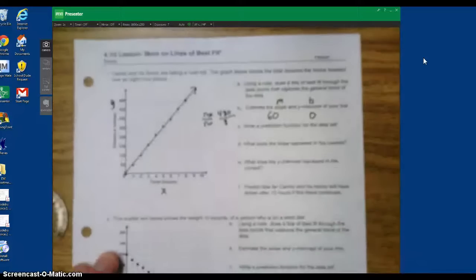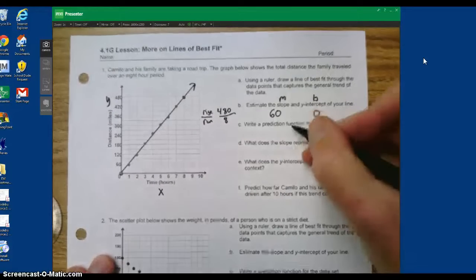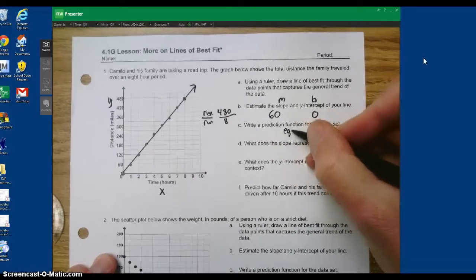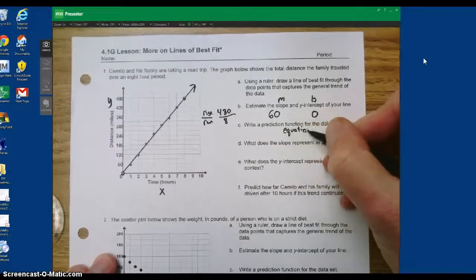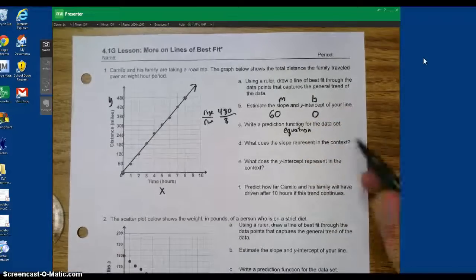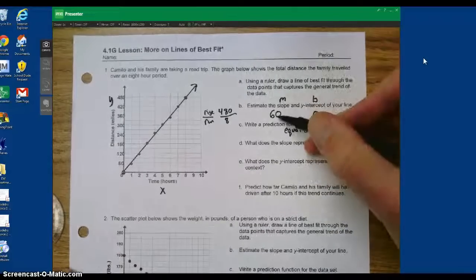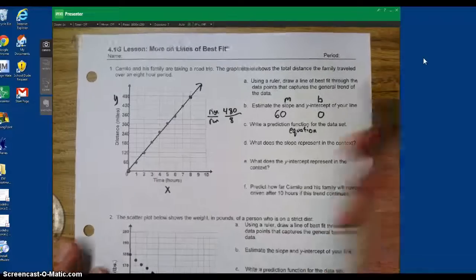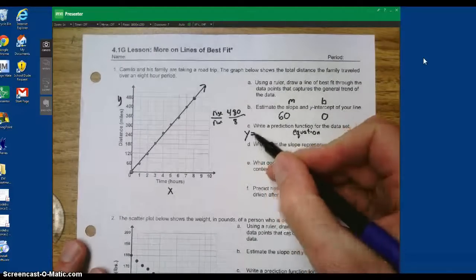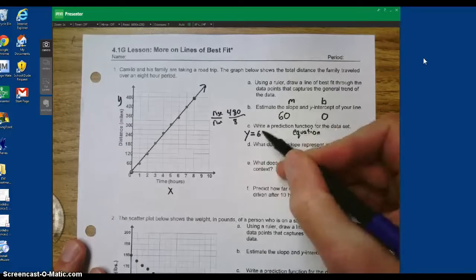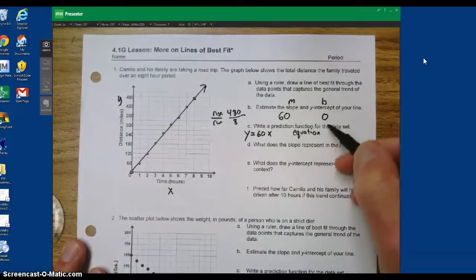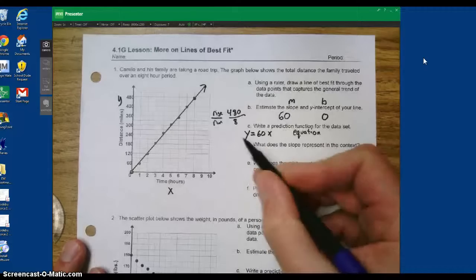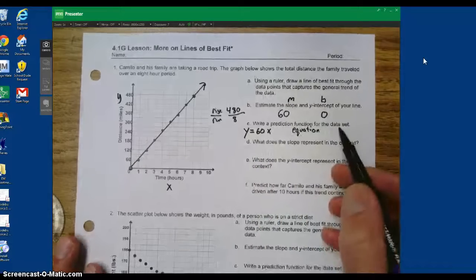Okay. Write a prediction function. Now, guys, this word function, another word for this, and I want you to write this, is equation. So anytime you see the word function, think equation for the data set. Well, if I know m is 60 and I know b is 0, your equation is going to be very simply y equals mx plus b, which is 0, so I don't really need to write anything. So this is my equation that represents the data set.